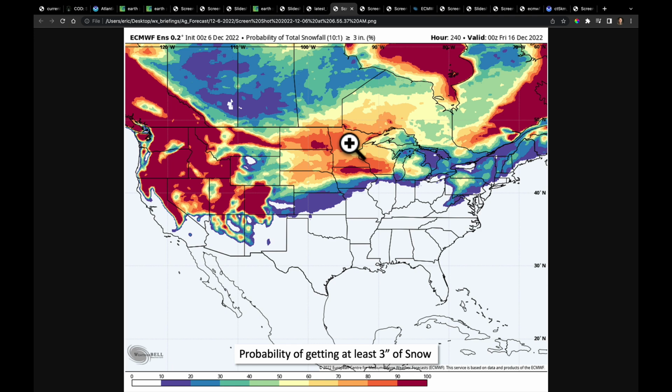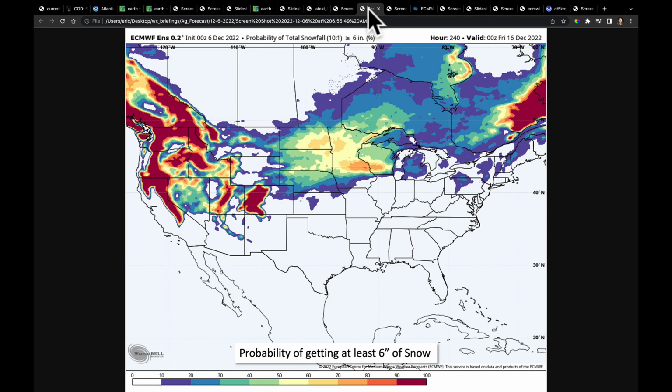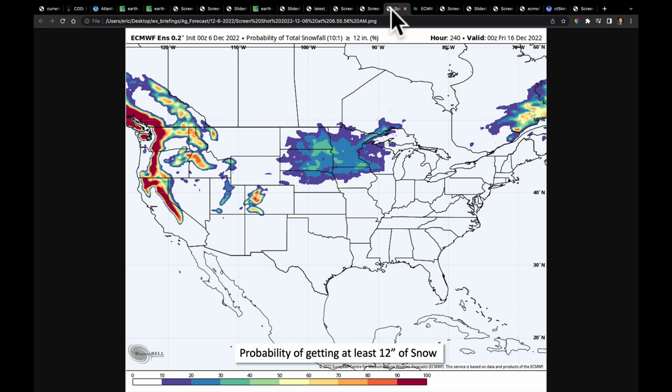So this is the probability of at least 3 inches of snow. Here's the probability of 6 inches of snow, and here's the probability of a foot. So now we can see the Cascades, the Klamath Mountains, the Northern Rockies, and the Sierra having their best chances.